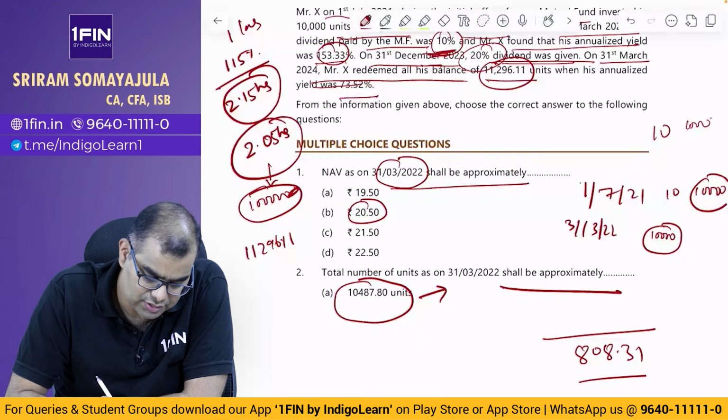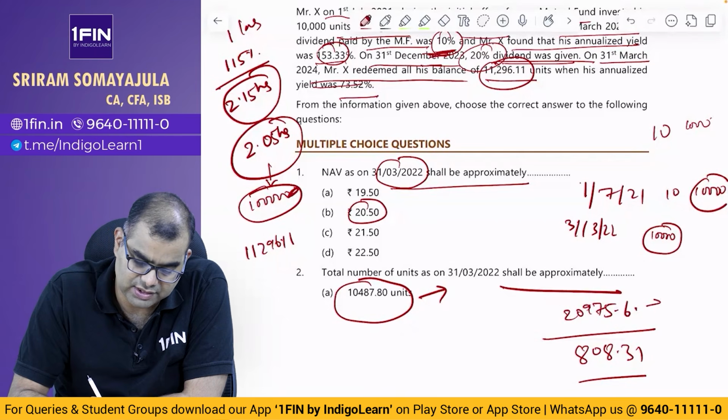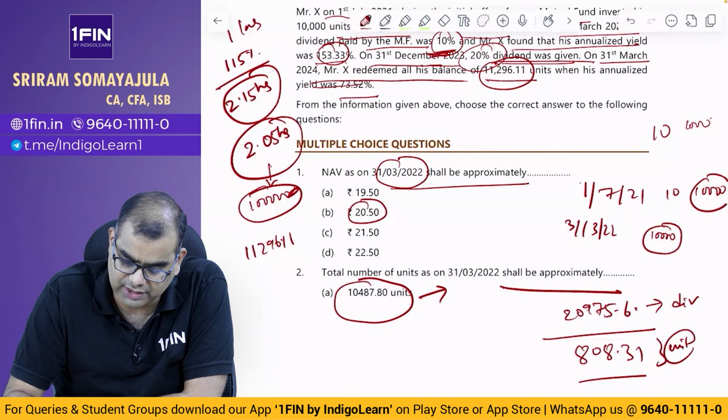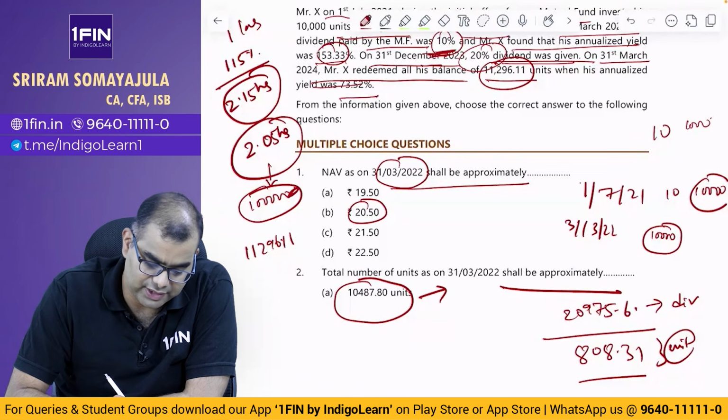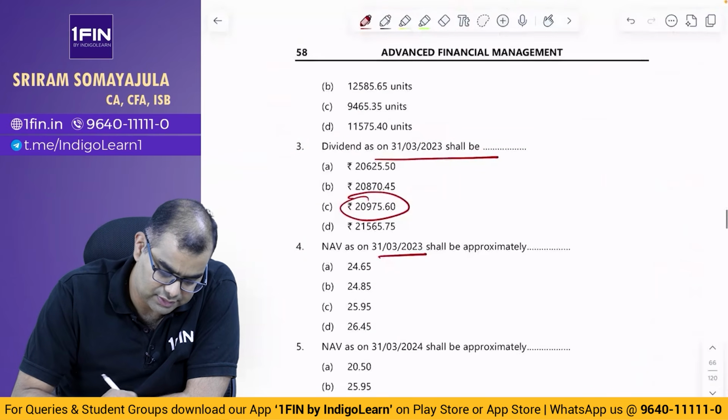Dividend was 10,487.8 into 2, you got 20,975.6. So this is the dividend value, and this is the units that were allotted. So what is the NAV? One by the other. 20,975.6 divided by 808.31, you'll get 25.95. That will be the NAV at which allotment has happened.